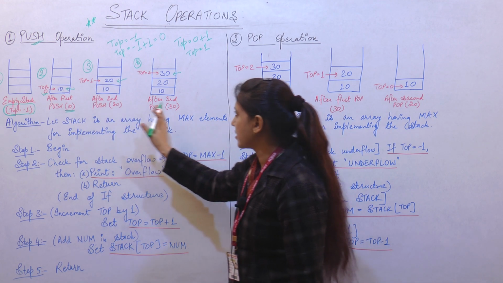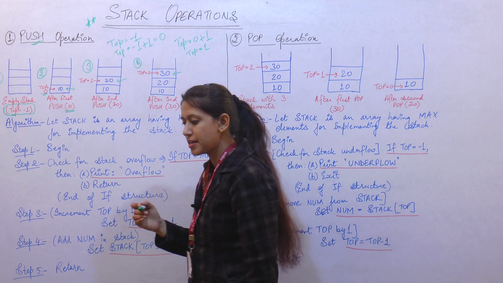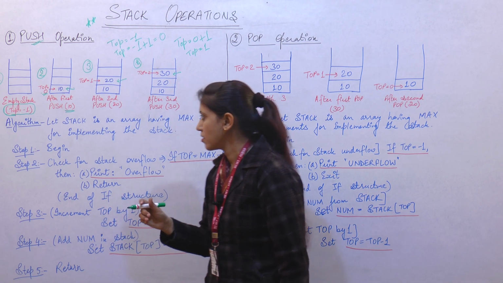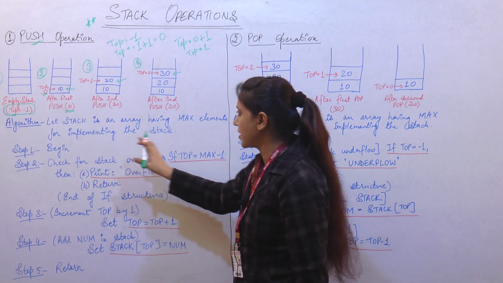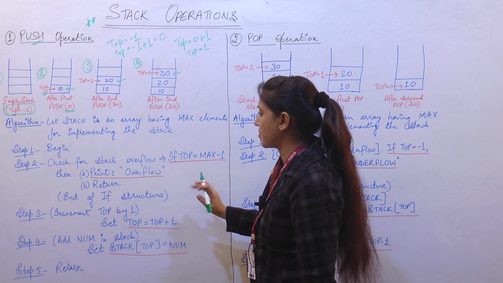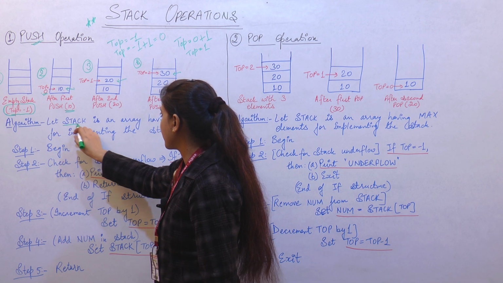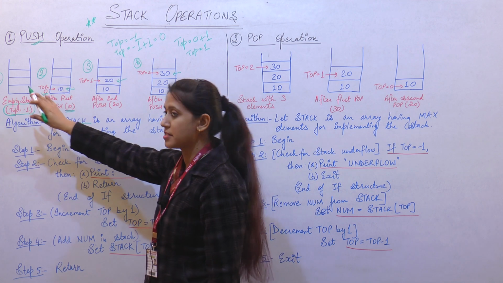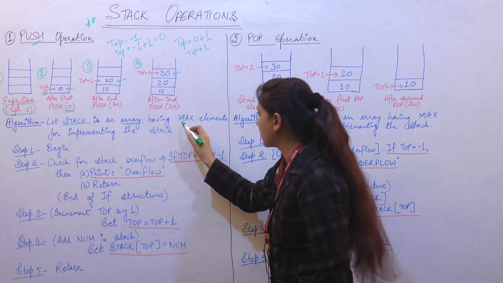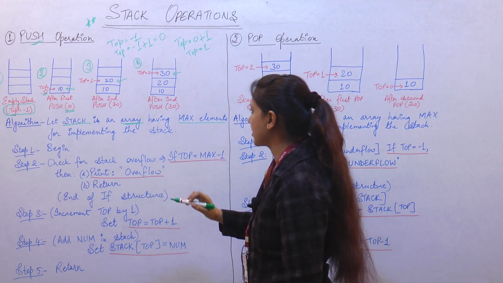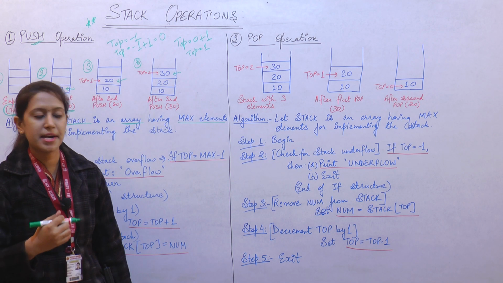So this was the basic push operation of stack, in which we are inserting elements into an empty stack. So let's understand this operation through an algorithm. We have written here an algorithm of push operation. The algorithm states that let stack be an array. We are taking this stack data structure as an array, and that array has max elements for implementing the stack. That array contains the maximum number of elements for implementing the stack.